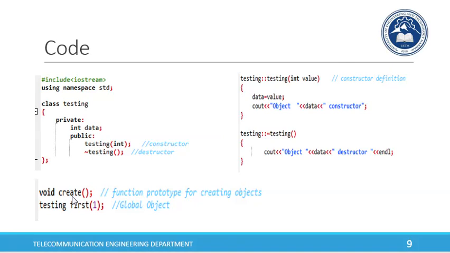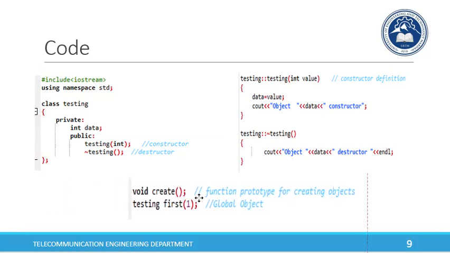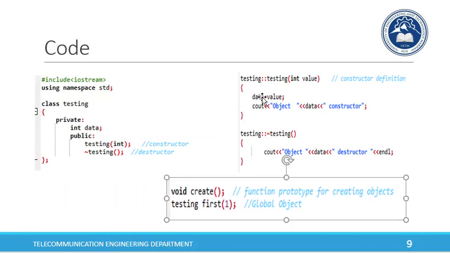Okay, then the second term is testing first. This is basically the object, but we are making it outside the main, so it will be as this is first we will define the constructor and destructor which we have declared inside the class, then we will declare the create.